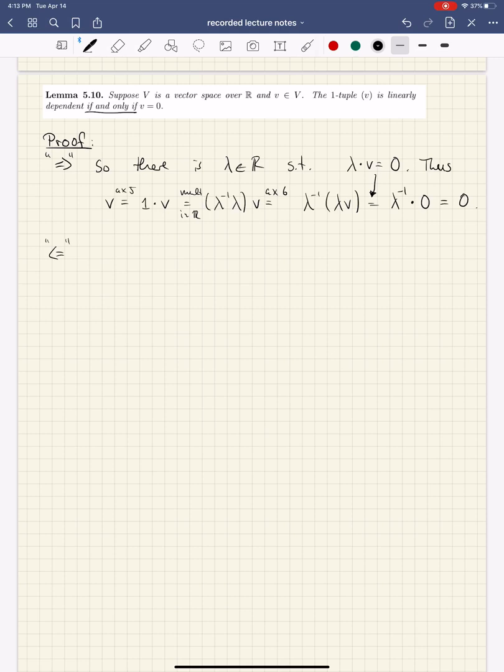Let's go the other way. So suppose that v is equal to 0. Well, then 1 times v is equal to 1 times 0, which is equal to 0. And so the one-tuple is linearly dependent.